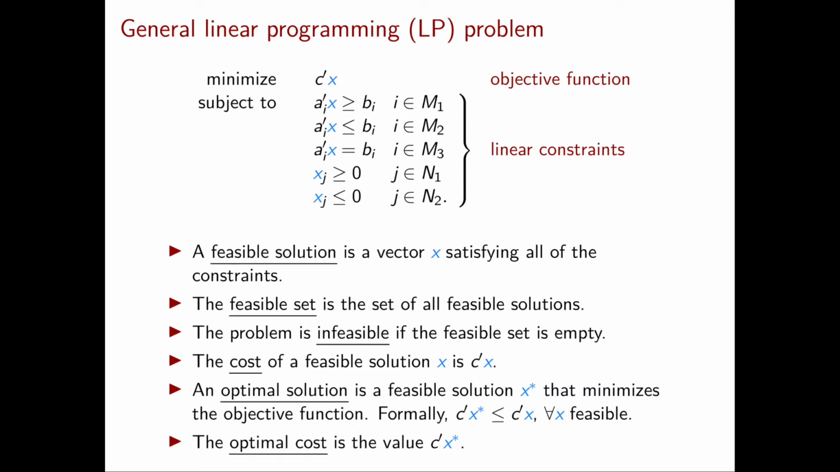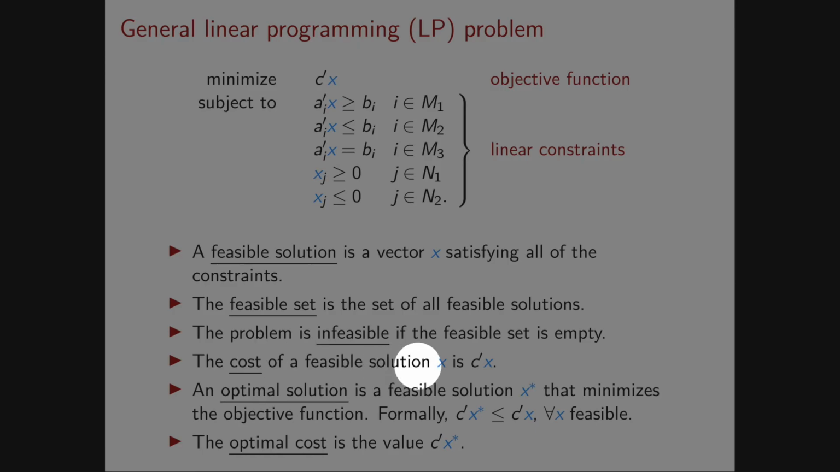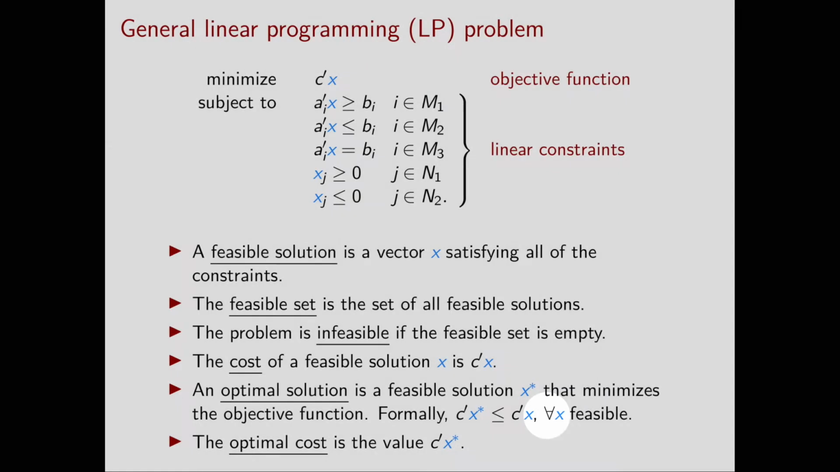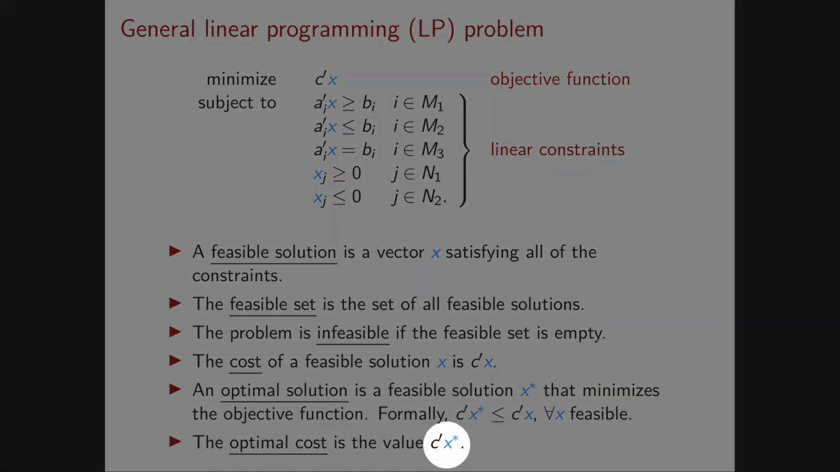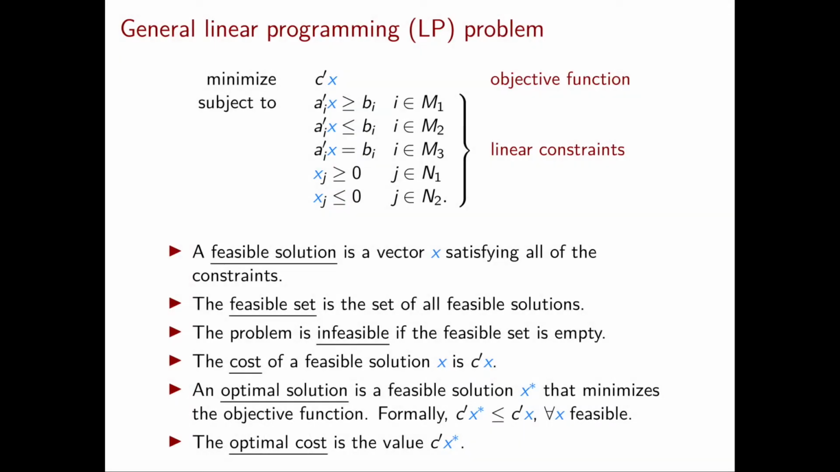On the other hand, the objective function is fundamental for the next concepts that we want to define. So the cost of a feasible solution x is c transpose x, and an optimal solution to our general linear programming problem is a feasible solution, let's say x star, that minimizes the objective function. And formally, this can be written as c transpose x star less than or equal to c transpose x for every feasible x. The cost of the optimal solution is called the optimal cost.